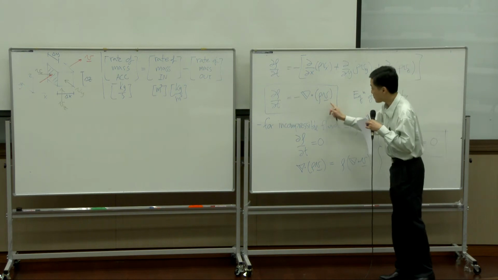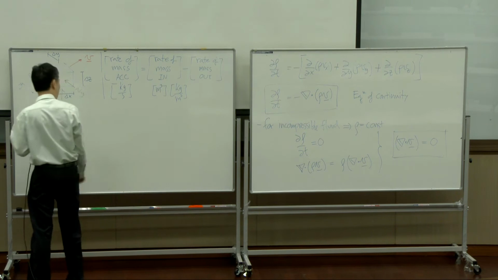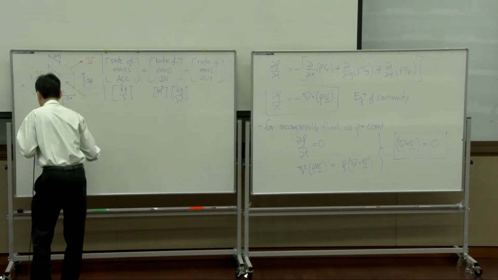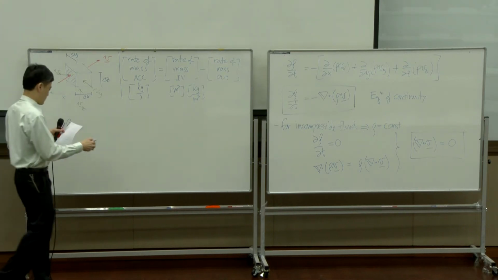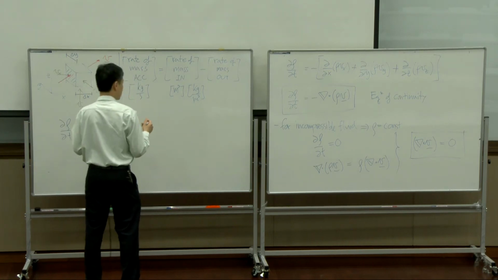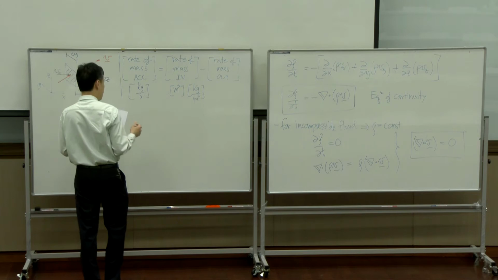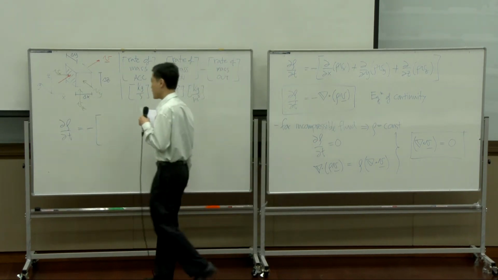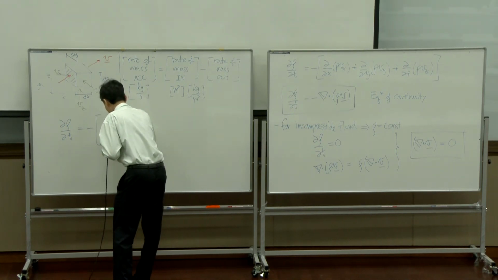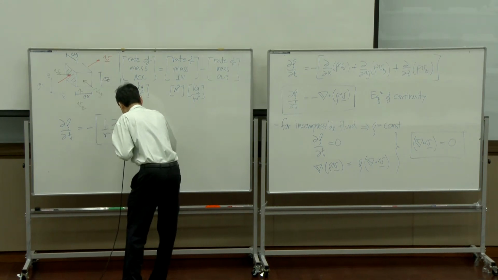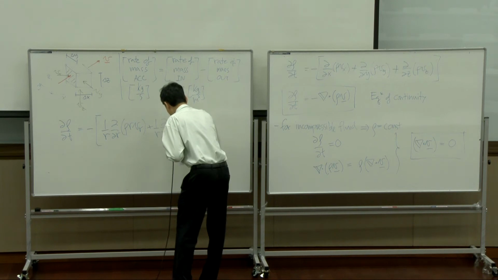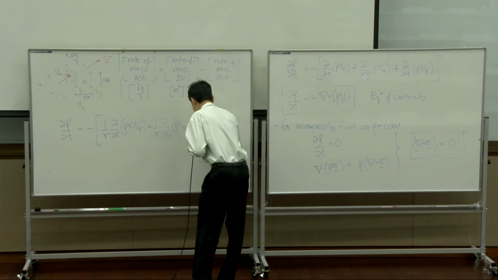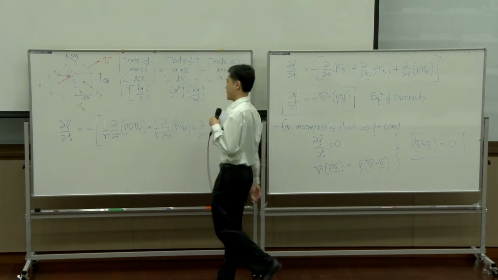Okay? So starting from this equation, if I write it down for cylindrical coordinate, I will end up with d rho by dt equal to, on the right-hand side, a negative. Inside this term, if you write it for cylindrical coordinate, you get 1 over r d by dr of rho r vr, plus 1 over r d by d theta of rho v theta, plus d by dz of rho vz. Okay?